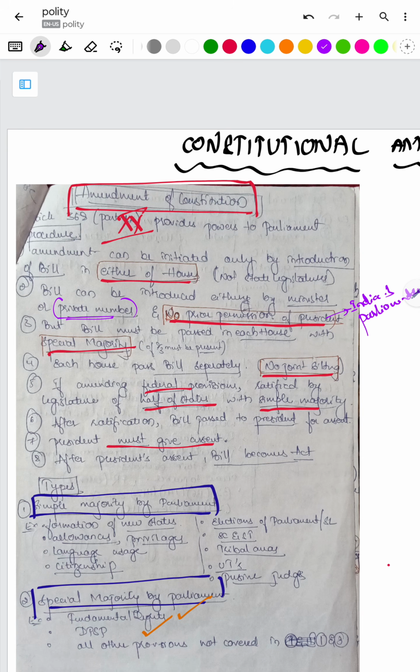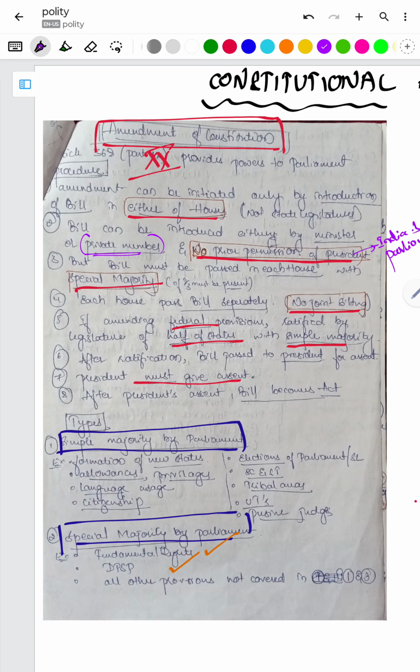Next, how can it be passed? It would be a special majority. Most of you would know that. And in special majority also, there are different types of special majorities. Let's see the differences in different cases below.